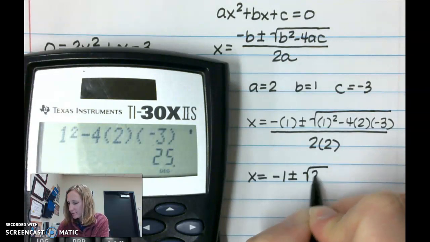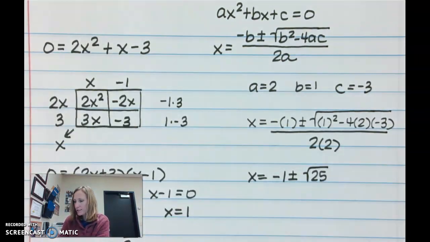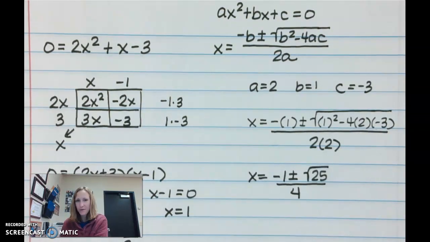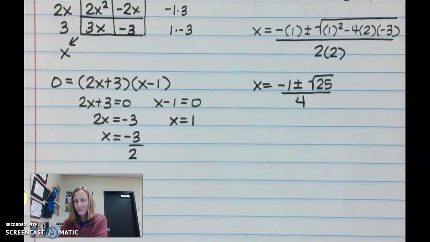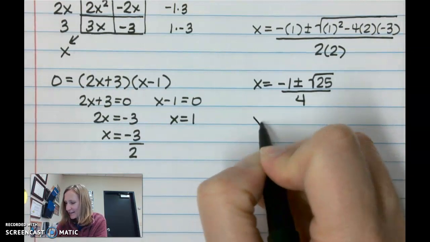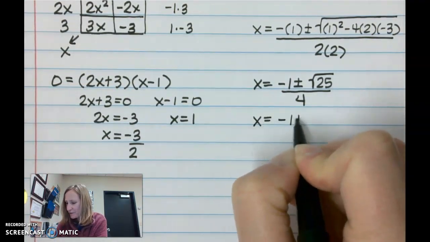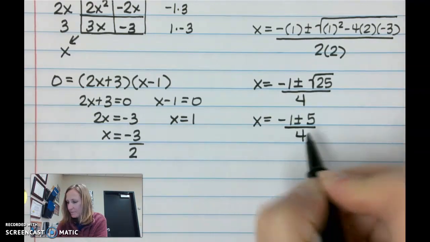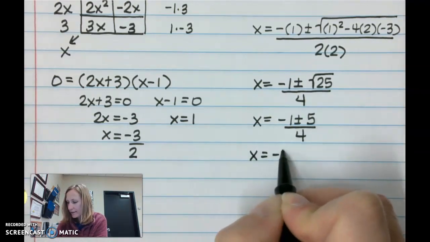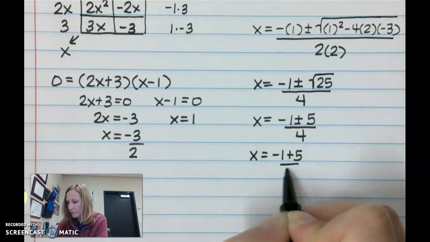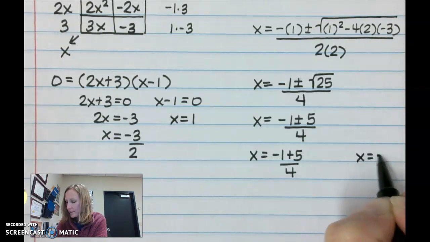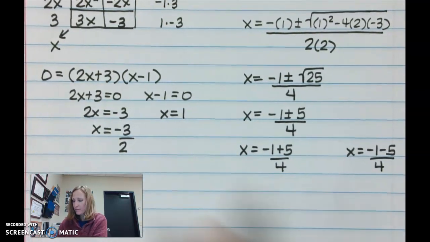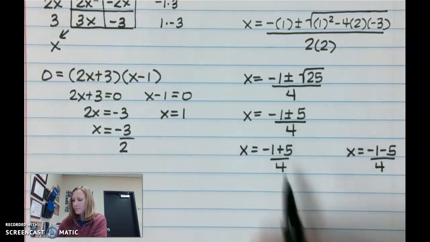So underneath this radical, I have 25, which is nice, because 25 is a perfect square. So this would tell me then that what I have is x is equal to negative 1 plus or minus the square root of 25 is 5. So x is either negative 1 plus 5 over 4, or negative 1 minus 5 over 4. Do I get the same two solutions I saw here?